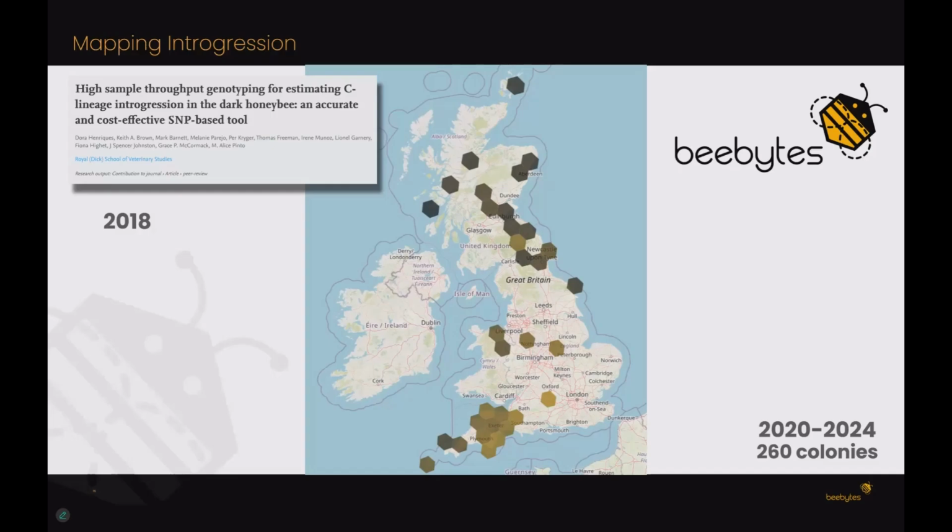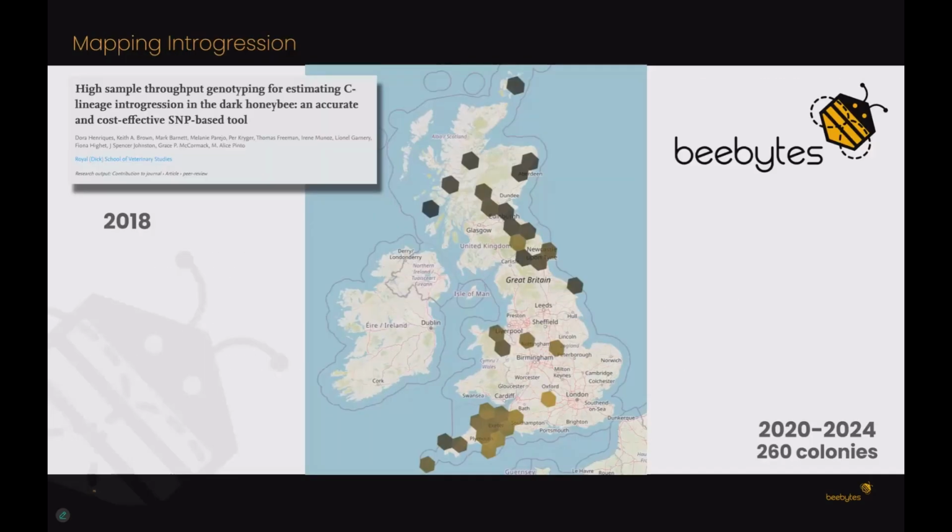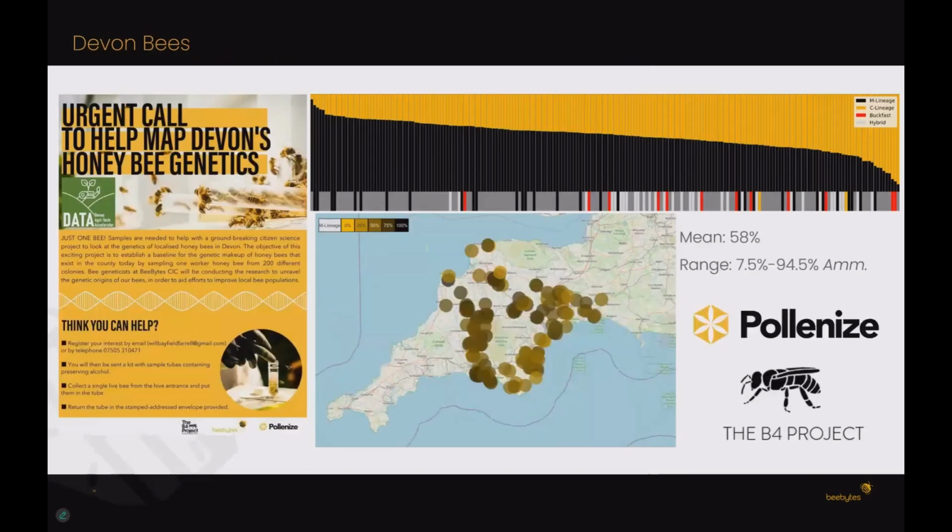Interestingly for us, we have this lovely section here, which is from the Devon project. This was a project organized through the B4 project. With the Devon project, we looked at 200 individual bees from a wide range of colonies across Devon. This was to try and get a county-wide snapshot. And what we found when we did the analysis was that the average level of M lineage was about 58%.